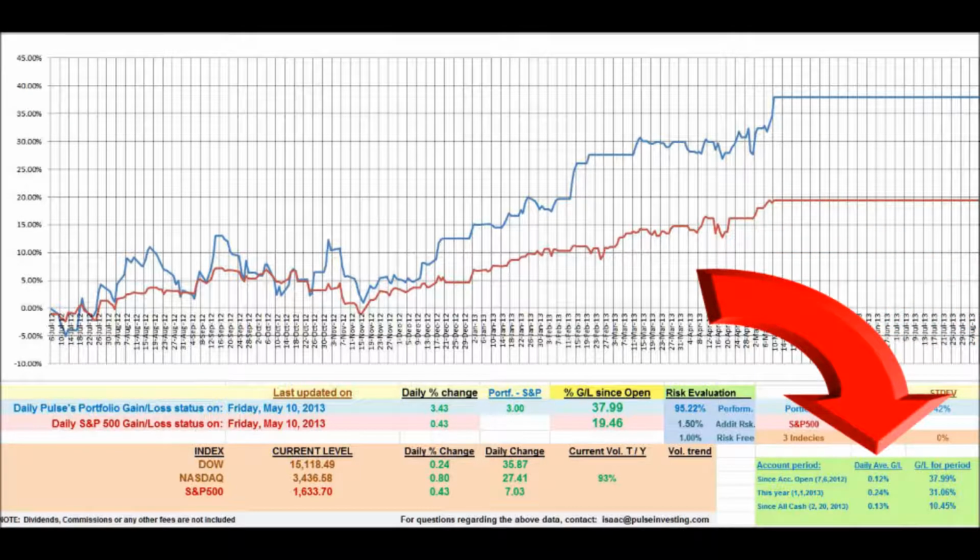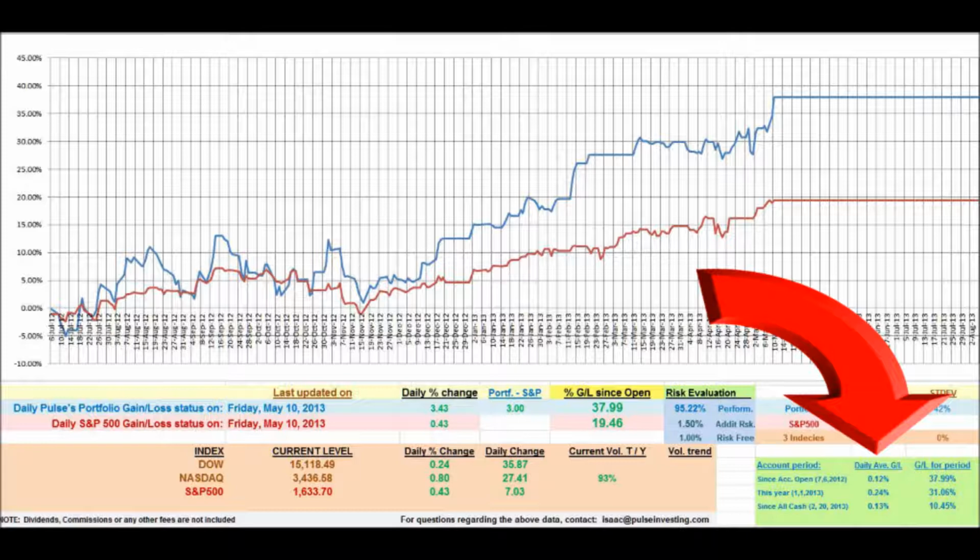Below in the green box represents the various averages in the daily change and overall gain-loss. These are closely monitored as well. The first one is the average daily rate of return in the Pulse portfolio since the account became active on July 6, 2012. This 0.12% daily return fits within the Pulse Investing goal, which is to have an average daily return of at least 0.1%. This would yield us 36.5% annually or better. This is a very high goal, but so far, we've been able to achieve it.